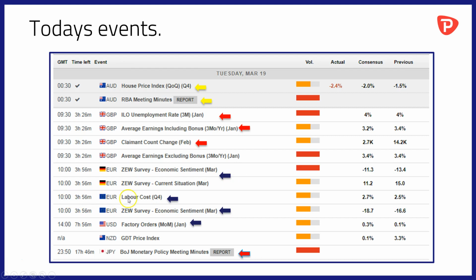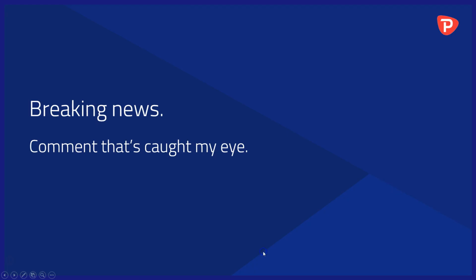Also at 10 AM, we'll have labour cost data from Q4 out of the Eurozone, and at the same time, ZEW survey data for the whole of the Eurozone, and in particular the economic sentiment number for March. We pause then until 1400, crossing over the Atlantic to the United States for factory orders data for the month of January. And then a longer pause until 23:50 this evening, when we'll have the release of the Bank of Japan's monetary policy meeting minutes, the detailed account of its last interest rate meeting last week.